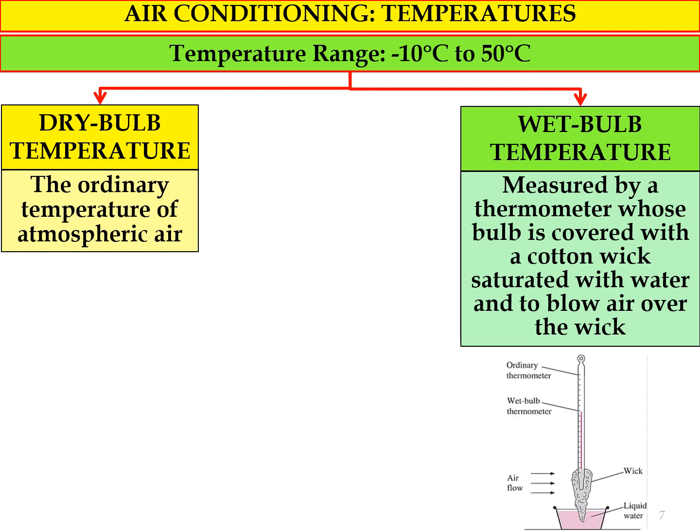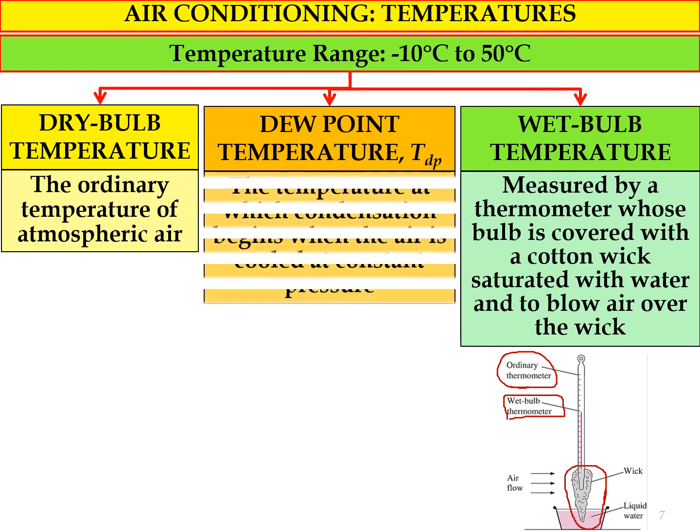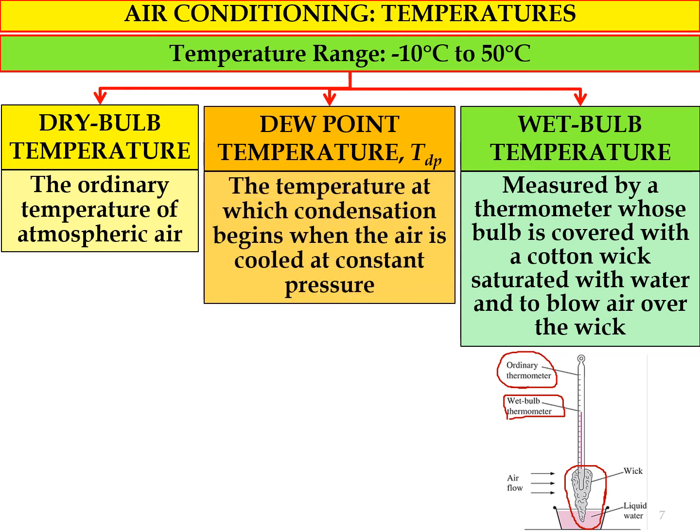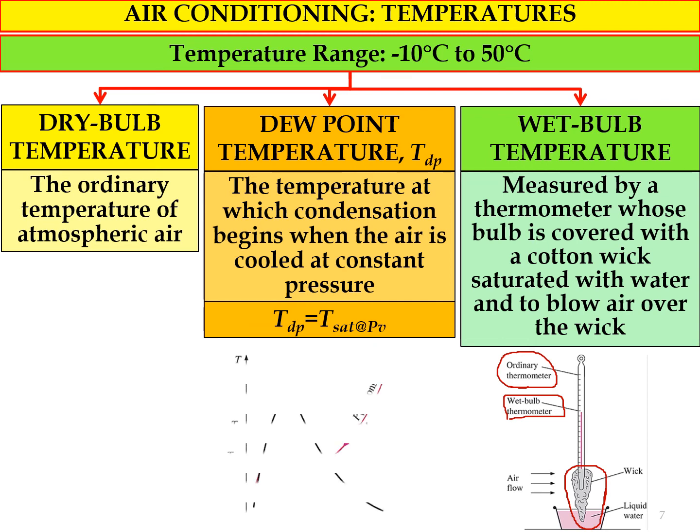So this is the example of the wet bulb temperature, as you can see here. This is the ordinary thermometer and it's being covered by a wet wick or cotton wick, and the temperature measured by this thermometer, which is being covered by this wick, is the wet bulb temperature. And another one is the dew point temperature, the temperature at which condensation begins when the air is cooled at constant pressure. As you can see, the dew point temperature is equal to the saturation temperature at constant pressure.